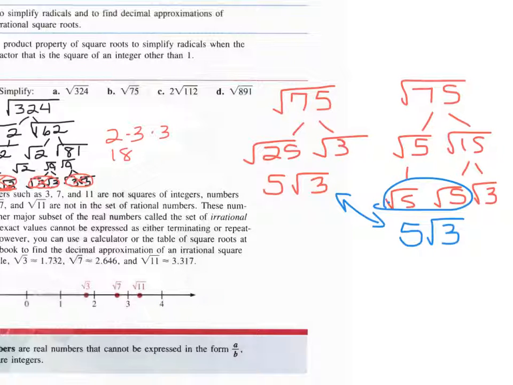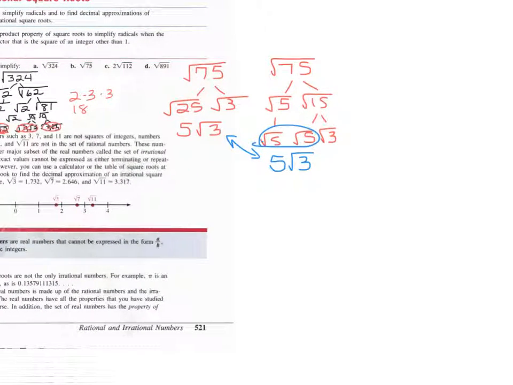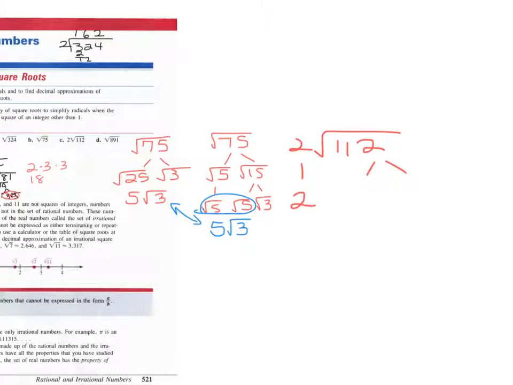Let's look at letter C. Again, 112 is not a perfect square, so I need to break that down. So 112, and I also have a 2 outside of the square root symbol, and that's just going to sit there. So I'm going to bring that down. I'm going to start my branches here, and I'm going to divide. I can see that I could probably divide it by 2 because it's an even number. So 112 divided by 2. 2 will go into 11 5 times. And then 2 will go into 12 6.